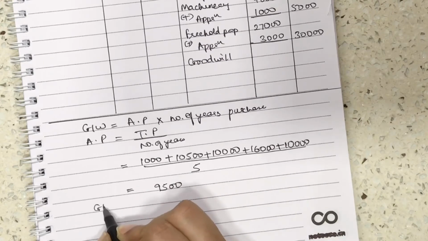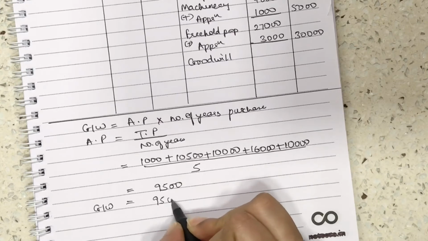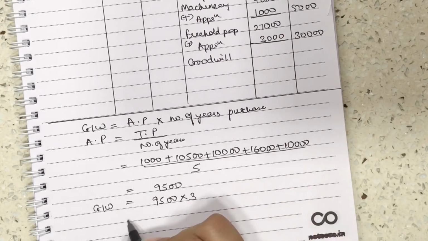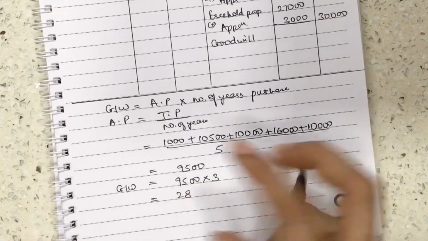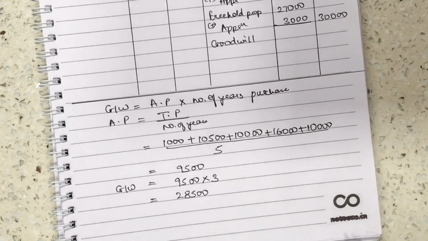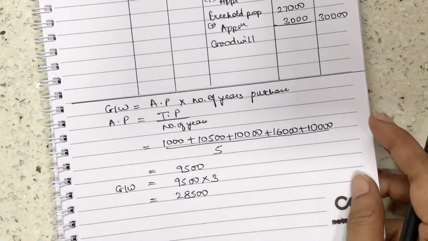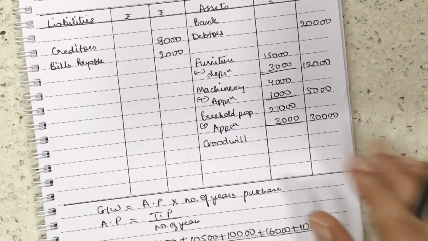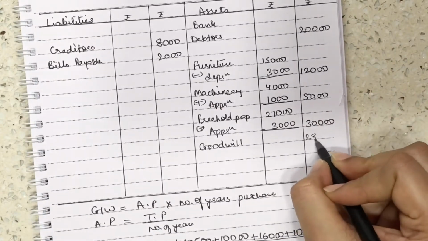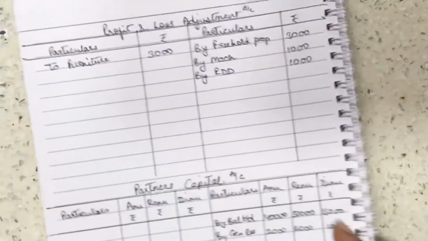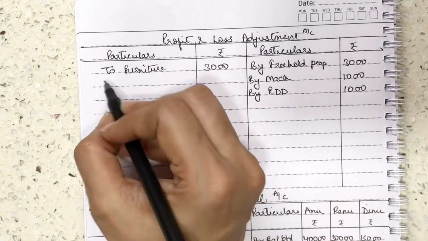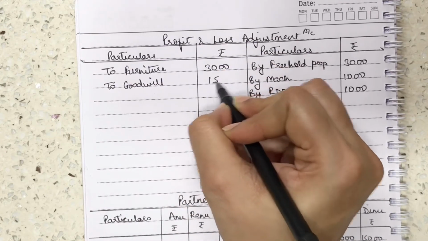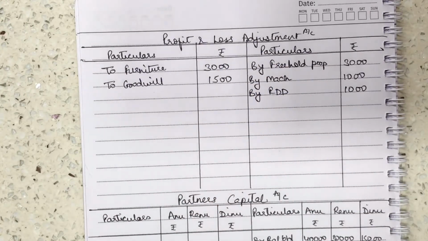Now goodwill is equal to 9,500 into number of years, which is given to you as 3. Okay, so goodwill value is 28,500. And what is the value in the balance sheet? 30,000. That means the value of goodwill has reduced by 1,500. Okay. So here in goodwill, you will write 28,500. And the second effect you will take to your revaluation account and you will write here to goodwill since the value has decreased 1,500. Okay.